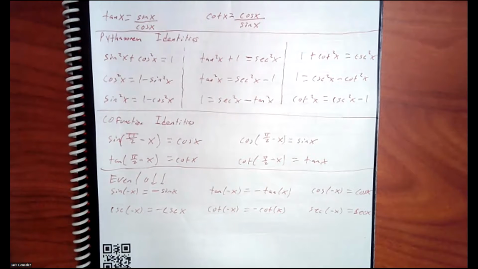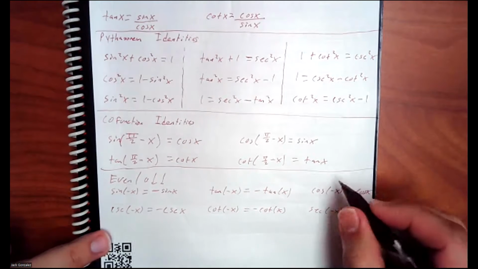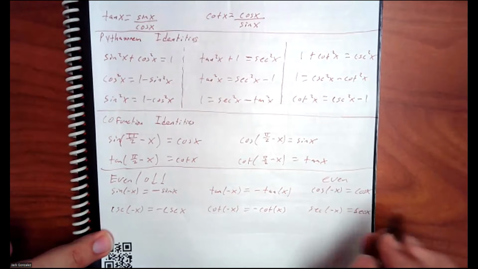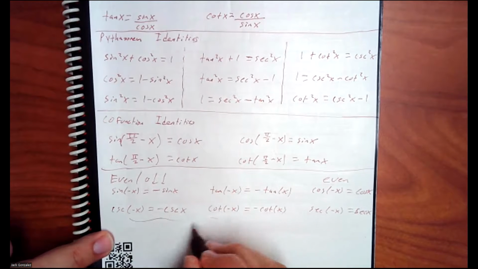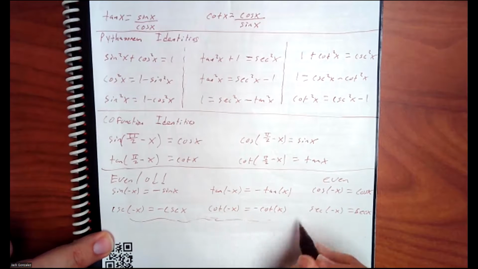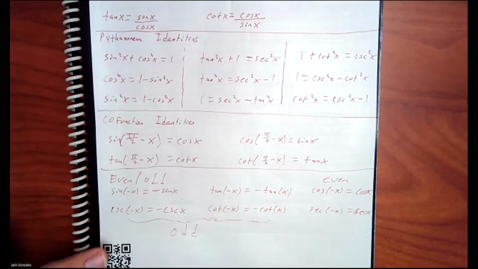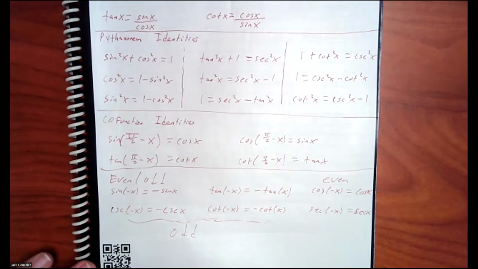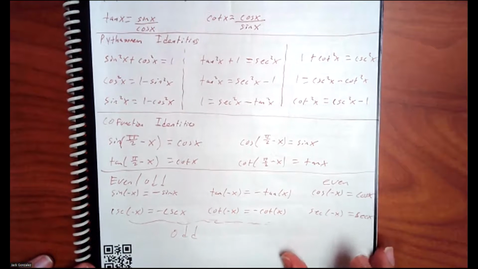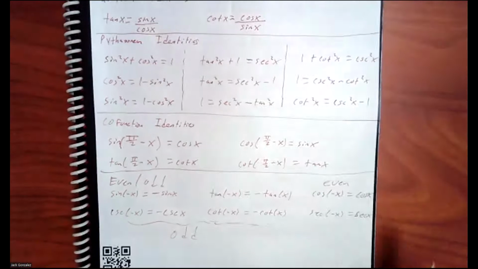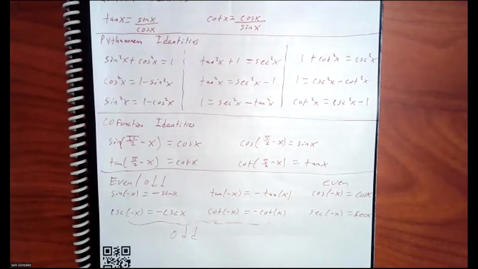So cosine and secant are even, correct? Yeah, these are the only even ones. The rest are odd. Do you remember the definition of even and odd from college algebra? No. I'll write it on the next page then.